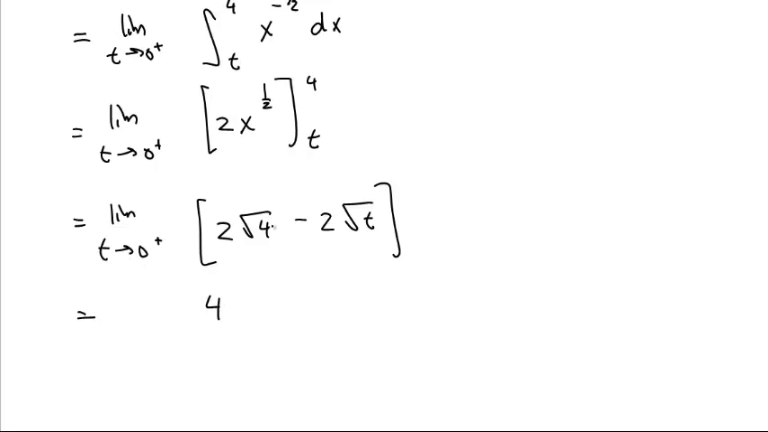And what happens as t goes to 0 from the right of square root of t? Now, it's nice that it's going from the right. This is only defined for non-negative numbers. If t was approaching 0 from the left, this would be undefined. We'd have a big problem. But no. As t goes to 0, the square root of t goes to 0. So it's 4 minus 2 times 0. So the answer is 4.